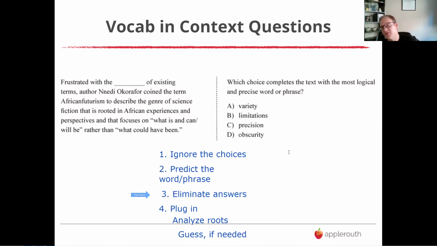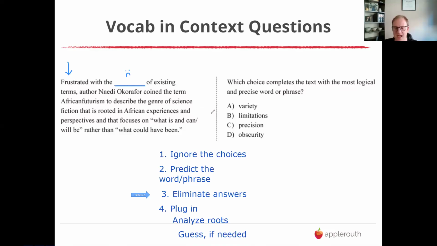What I would expect is if you want the upper level module 2, the vocab will just be quite a bit more advanced. So it's more common to not know what word we need or not know some of these vocab words. Then, as you read, you focus on little clues. Frustrated with the something of existing terms. This person coined a new term. So probably frustrated with the weakness of existing terms or lack of, or something like that, something negative.